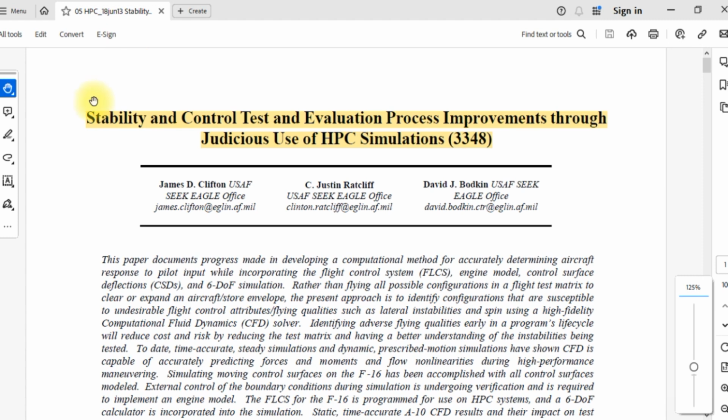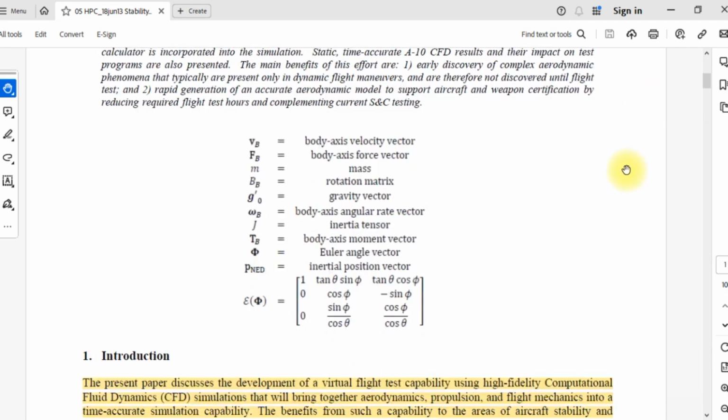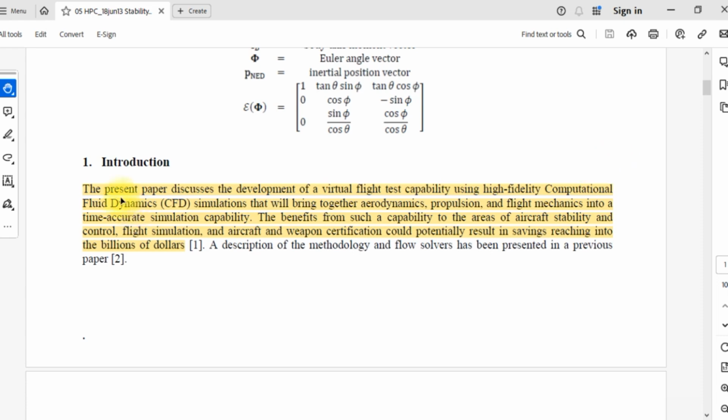This is another document I found. Stability and control tests and evaluation process implemented through use of HPC simulations. I believe this has to do with helicopters. The present paper discusses the development of virtual flight test capability using high-fidelity computational fluid dynamics simulation that will bring together aerodynamics, propulsion, and flight mechanics into a time-accurate simulation capability. The benefits from such a capability to the areas of aircraft stability and control, flight simulation, aircraft and weapon certification could potentially result in savings reaching into the billions of dollars.